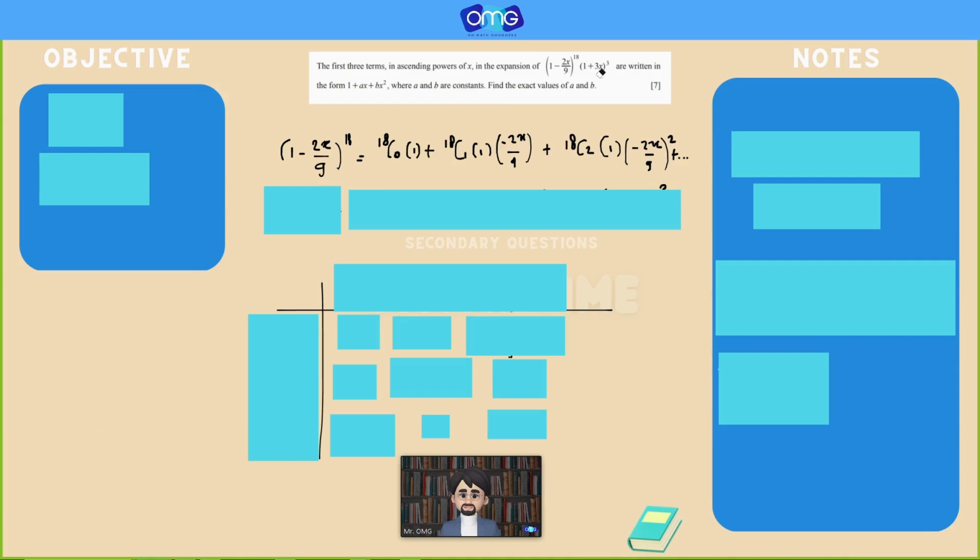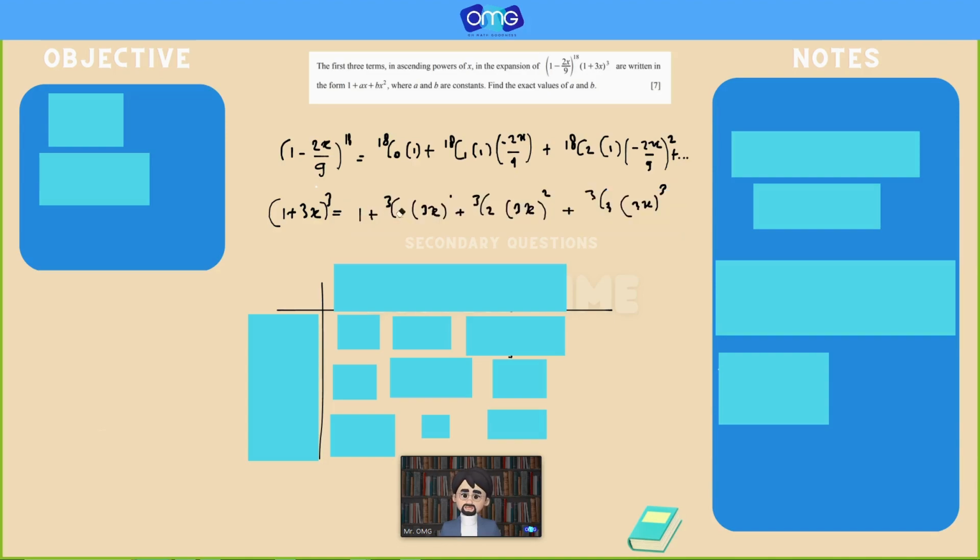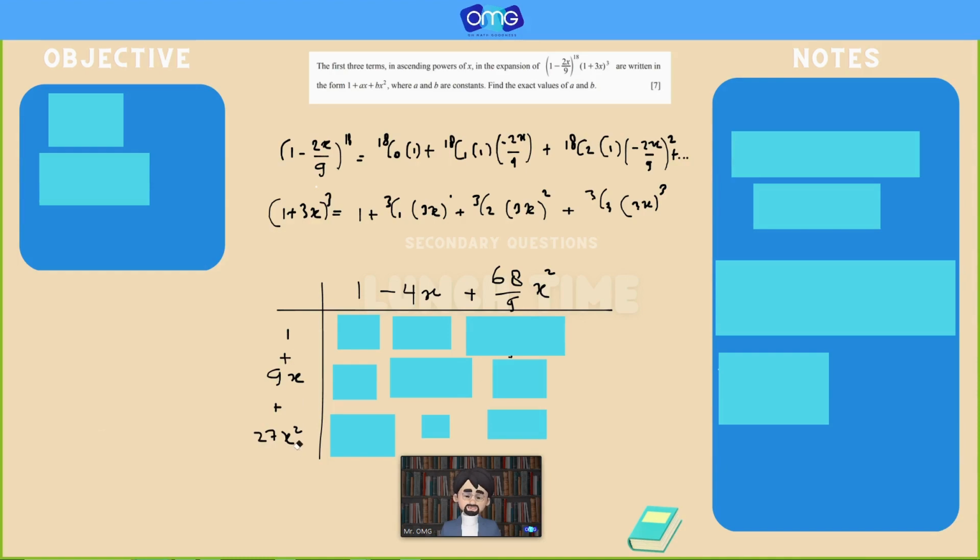While for 1 plus 3x cubed, because this is not too long, we can just count with the same formula until the end. From here, I only take until x squared, so this becomes 1 minus 4x, and this one 68 over 9 x squared. While 1 plus 3x to the power of 3, we can expand into this: 1 plus 9x plus 27x squared. Using tables, we can find the multiplication of these two binomial expansions.